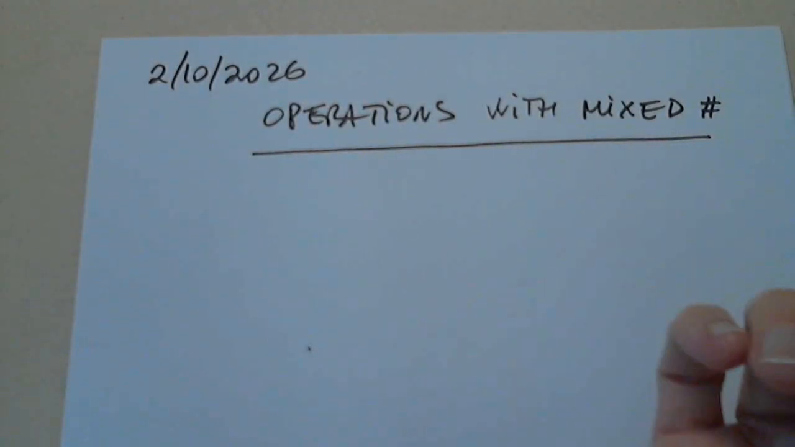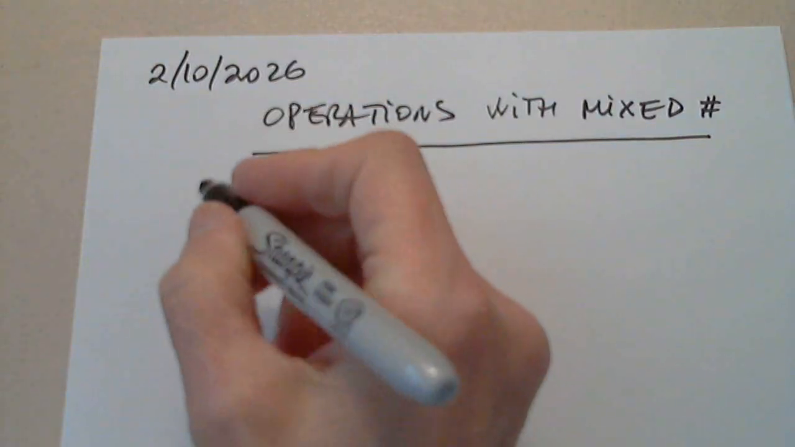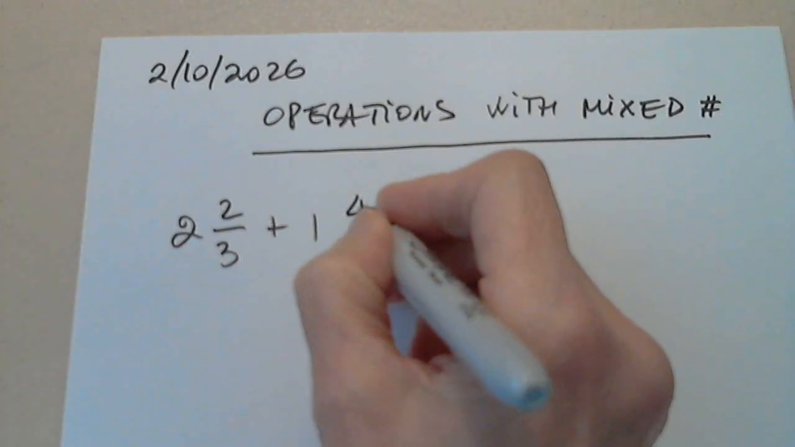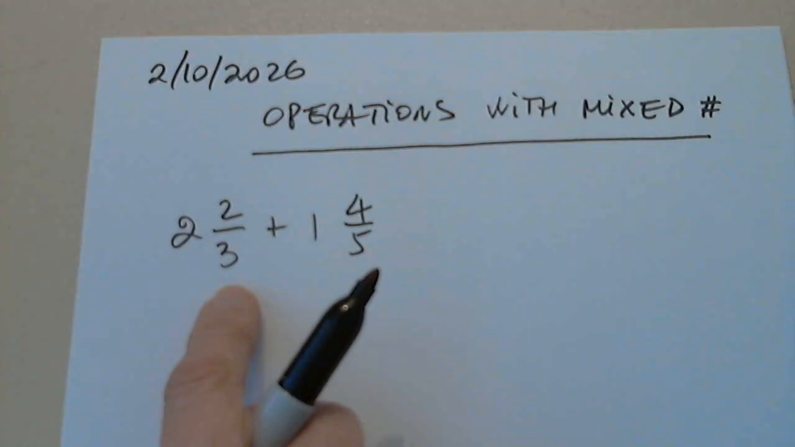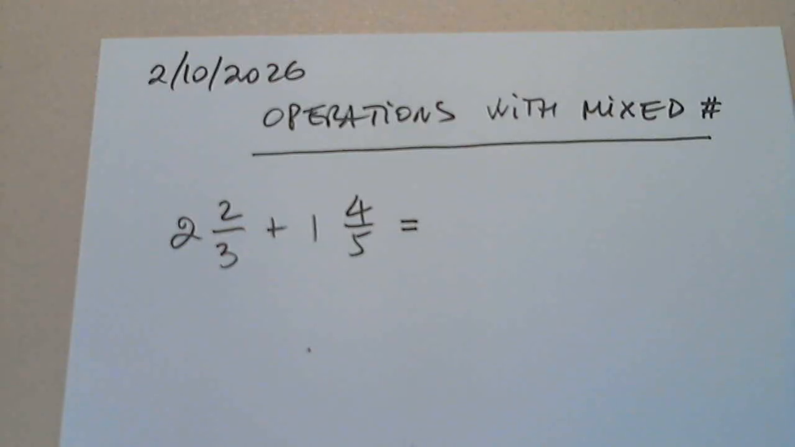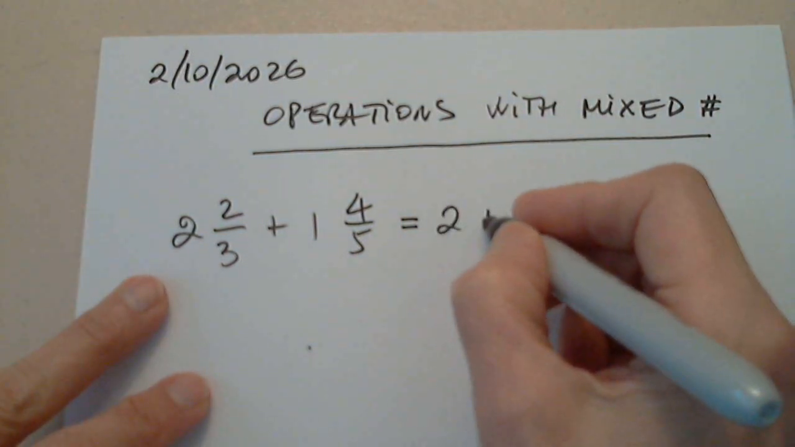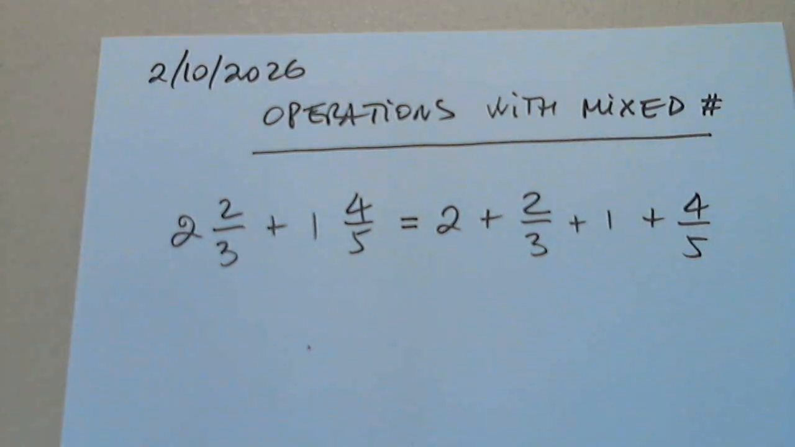Let's suppose we want to add and subtract mixed numbers. Let's say 2 2/3 plus 1 4/5. These are mixed numbers. They have the integer and the fraction part, both of them. So basically, what this is, 2 plus 2/3 plus 1 plus 4/5.